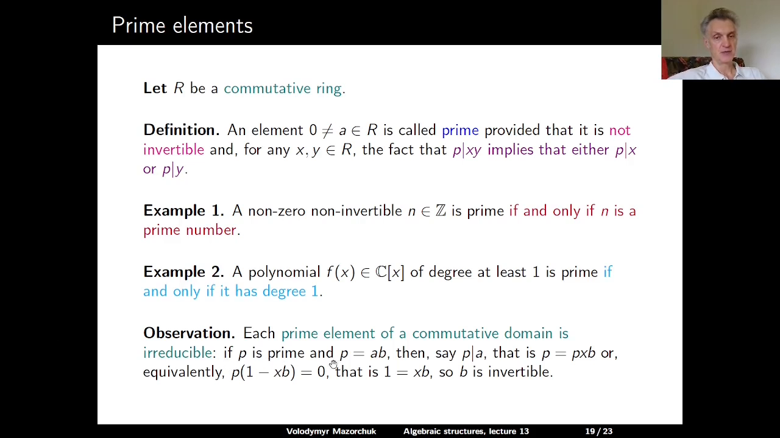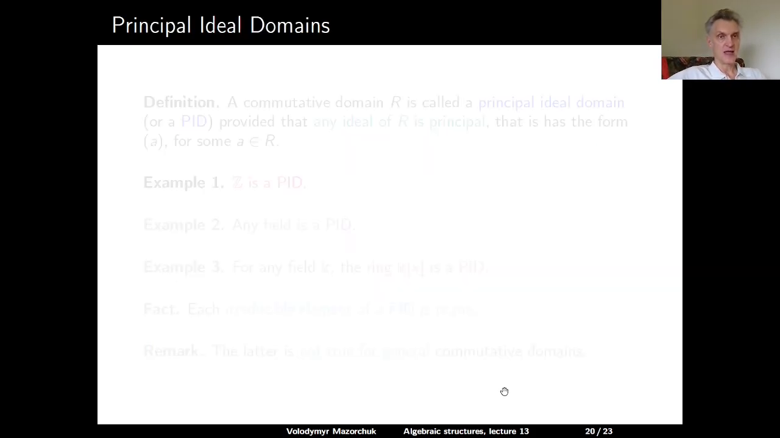Indeed, if P is prime and P is equal to A times B, then P must divide either A or B. So let's say that P divides A. Then we can write A as P times X, so we have P is equal to P times XB, which we can rewrite as P times (1 minus XB) is equal to 0. But now, since our ring is a domain, we deduce that 1 minus XB is 0, so 1 is equal to XB, and so B is invertible. So prime elements are irreducible in commutative domains.